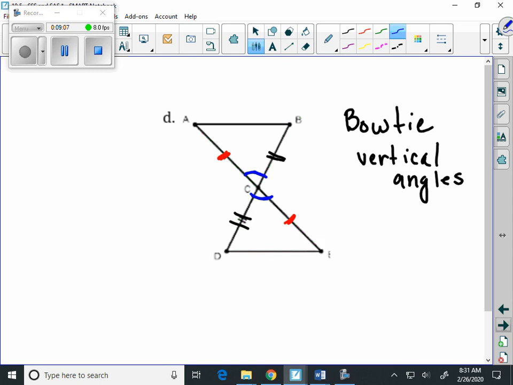And what we've got is the red side, the blue angle, and then the black side up there at top. Same thing in the bottom. We have a red side, the blue included angle, and then the black side. So we have side, angle, and side.